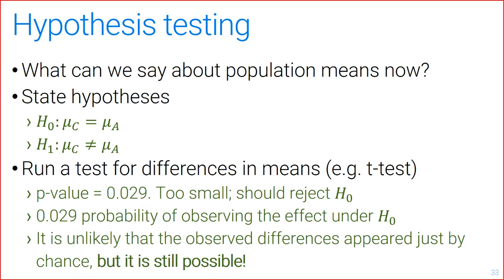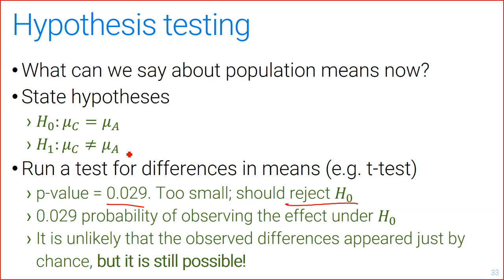If we compare C and A, we would do essentially the same thing. And in this case, we get a p-value of 3%. Now, by most standards, this is going to be small enough. There's only a 3% probability that we would have observed data like ours under the null hypothesis, so we are going to reject it. And in this case, we are going to claim that there is a difference in the population between C and A, given the strength of the evidence shown by the data that we collected.